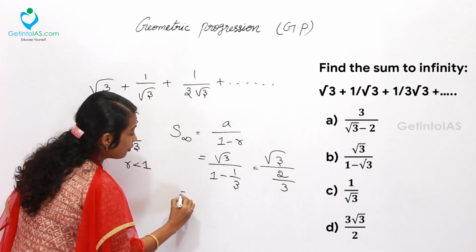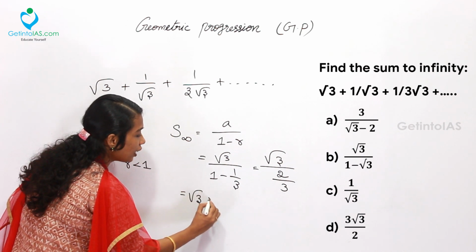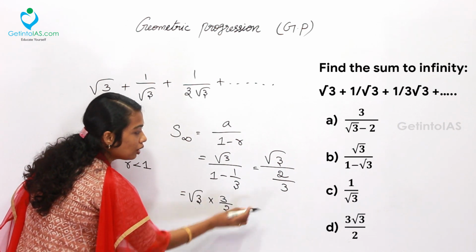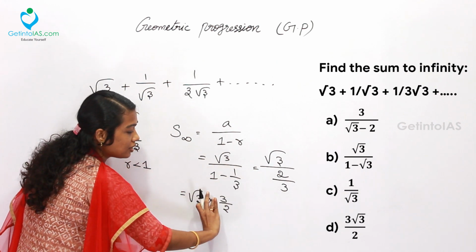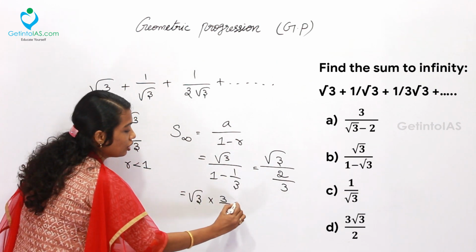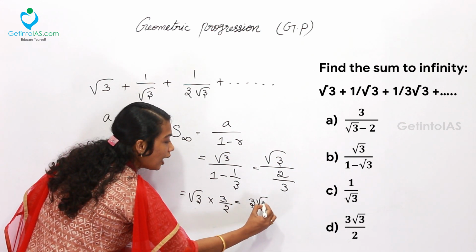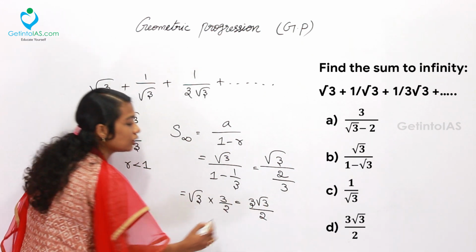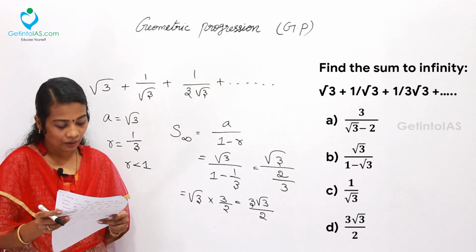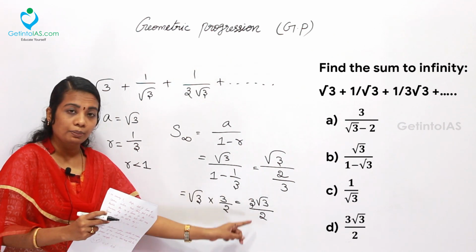Now you can simplify further. Root 3 into 3 by 2. What is the part under division? It is taken as a reciprocal with multiplication. So simply 3 root 3 by 2, that is given in option D. It is 3 root 3 by 2.